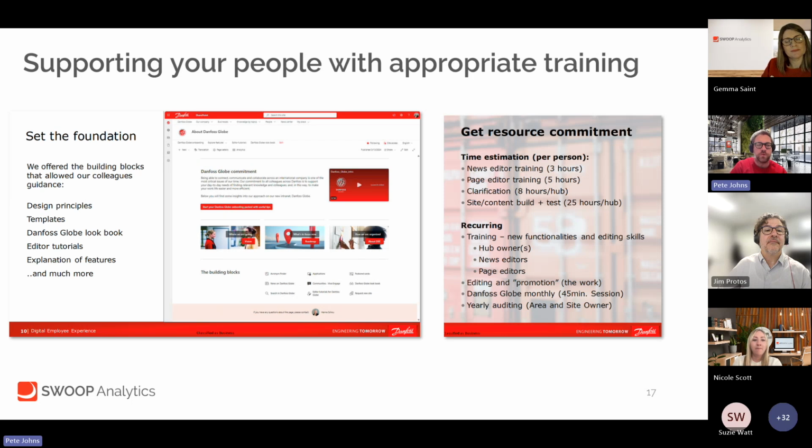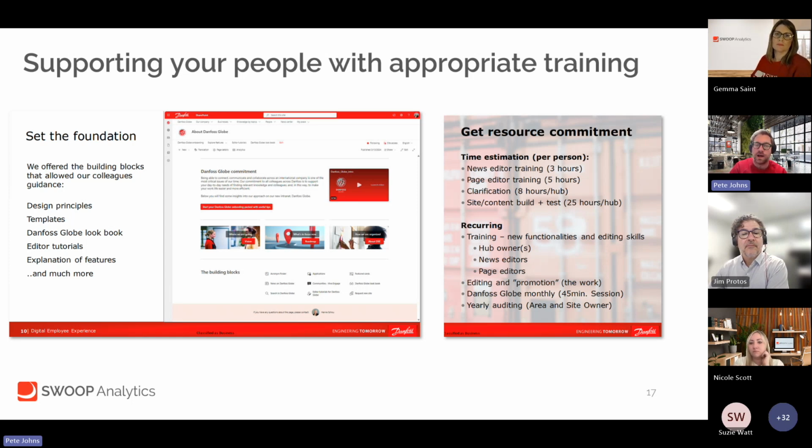Supporting your people with appropriate training. There's some great stuff that Danfoss speak to around setting the foundation and getting the resource commitment. And they put a lot of work into understanding how much time and energy and effort they're requiring from people across the organization who want to and are able to contribute as content owners, content editors.